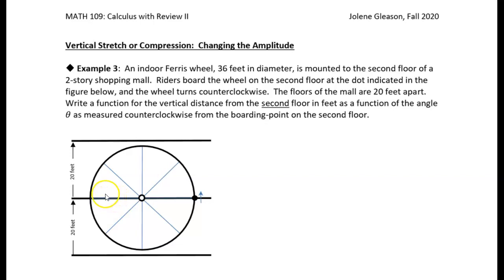So let's take a look at this example to illustrate a change in the amplitude. In this problem, we have a Ferris wheel that's 36 feet in diameter, mounted to the second floor of a 2-story mall. Riders board the wheel on the second floor at the dot indicated in the figure, and then the wheel turns counterclockwise, which is convenient, right? We're boarding at theta equals 0, and then theta will be measured in the counterclockwise direction.